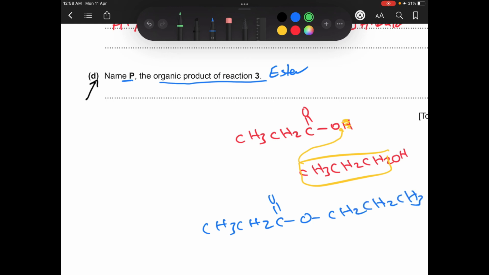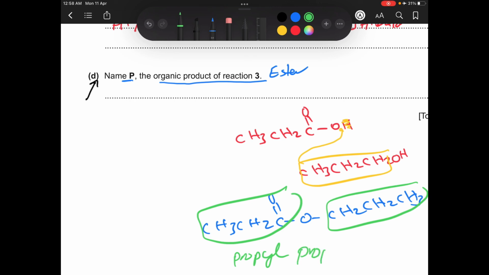So to name this compound, we take this part first, which is propyl, and then here we have propanoate. So the compound that you have, the ester, is called propyl propanoate. And that's it.